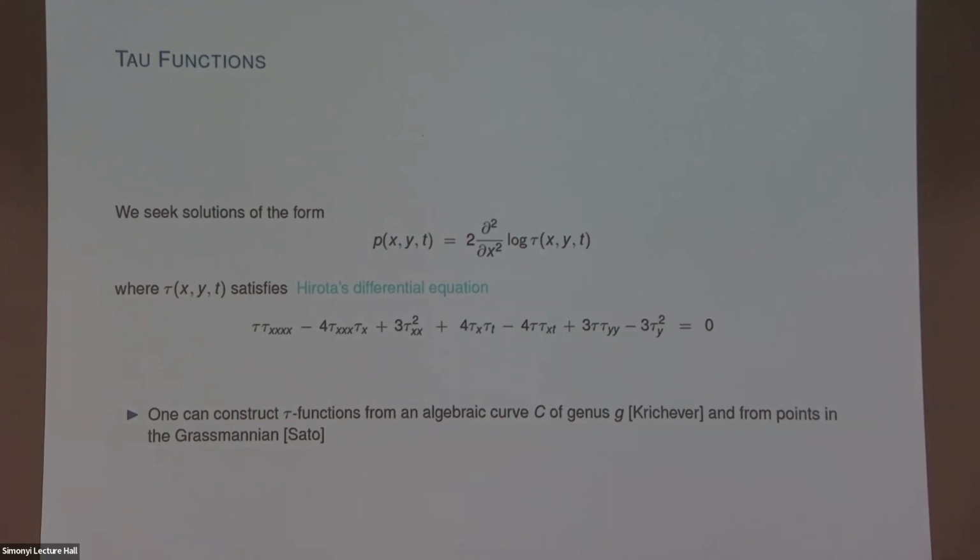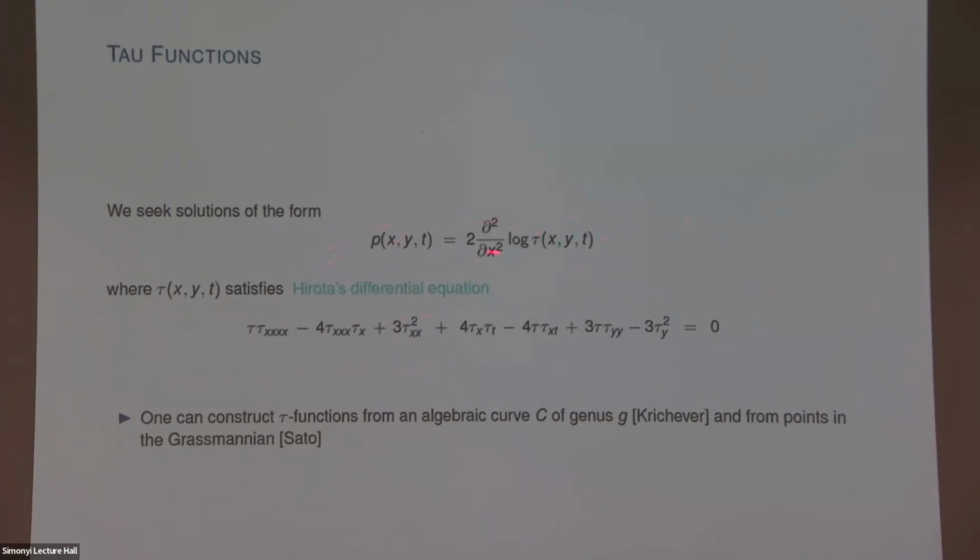And we are interested in solutions of this form. So they come from a function tau, which satisfies what's called Hirota's differential equation, or sometimes Hirota's bilinear form. And you may not believe me, but this is a simpler expression in some ways than the actual KP equation. And so once we find tau functions that satisfy this, the resulting P satisfies the KP equation. And I will be talking about how we can construct tau functions.